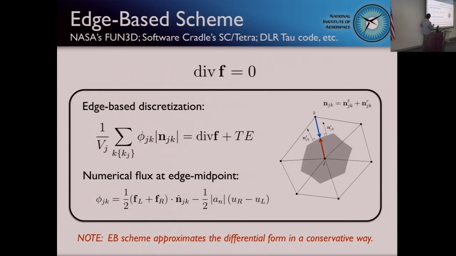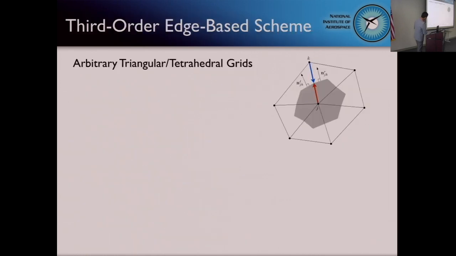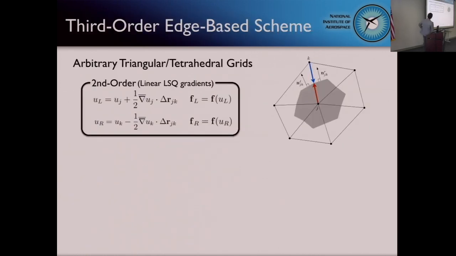So if you expand this sum of the fluxes evaluated at the edge midpoint, what you find as a leading term is the differential form of the equation, and then some truncation error. And the numerical flux typically consists of this consistent flux average, and then some dissipation. And I'd like to emphasize here that the edge-based scheme approximates the differential form in a conservative way. And typically, it is known that the edge-based scheme is second-order accurate on triangular and tetrahedral grids, the simplex grids.